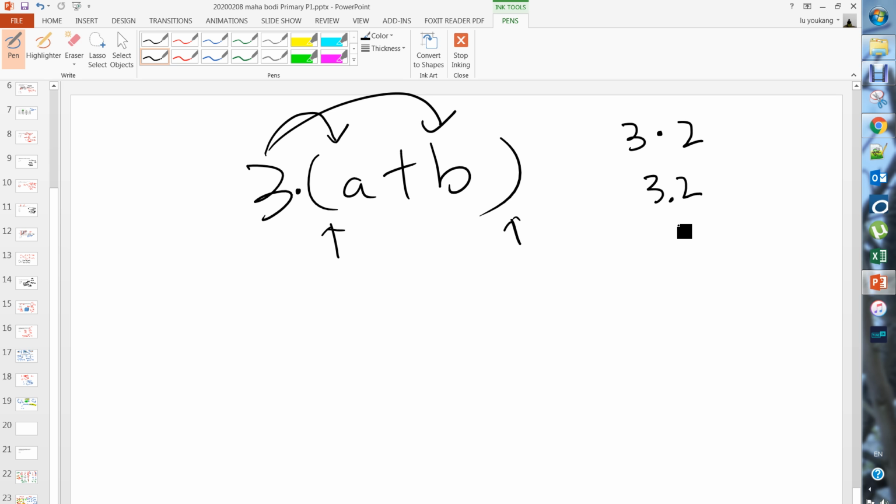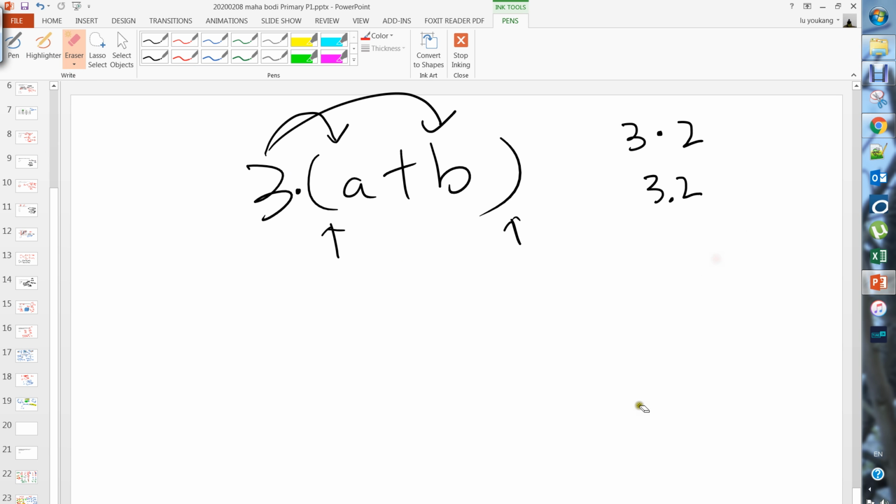Very good. So why do I use the dot? Because I don't want you to confuse your x with the times. It's very confusing, right? That's why I try not to confuse you. So I'm not going to use the cross. I'm going to use a dot from now on.